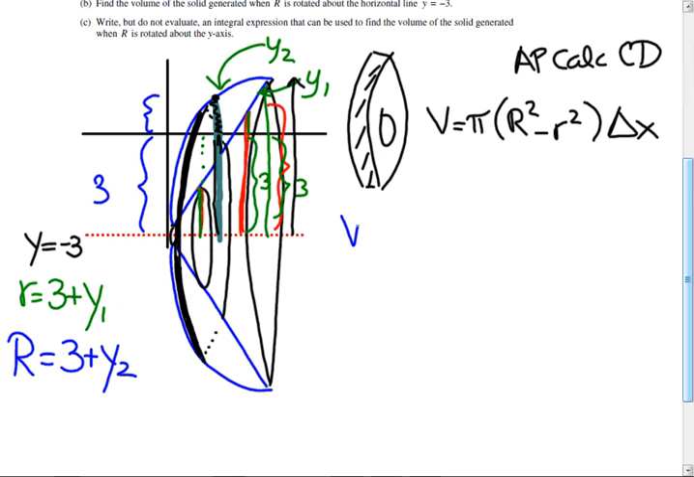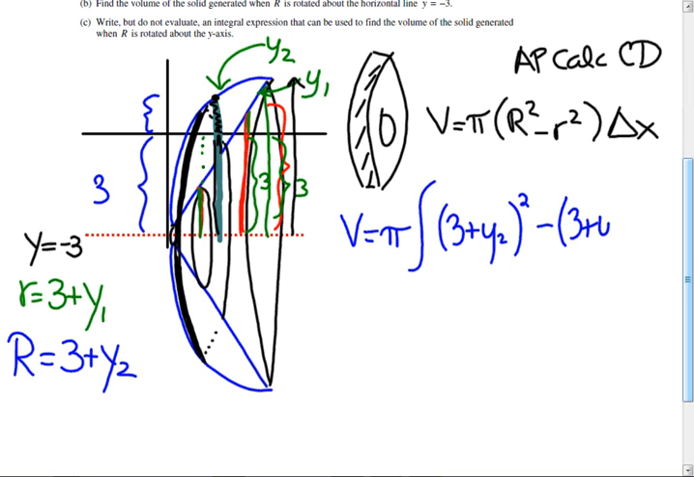The volume is equal to pi integrate. The big radius is 3 plus y2, squared, minus 3 plus y1, dx. Hey guys, you notice that it's easier to see the radius when I write it like this than when I have the functions in there? Like when you said, why did you add the 3? Here I can see the 3 much more clearly.